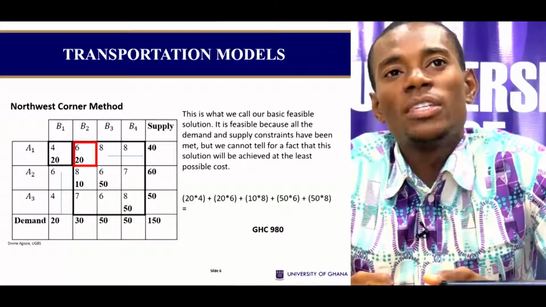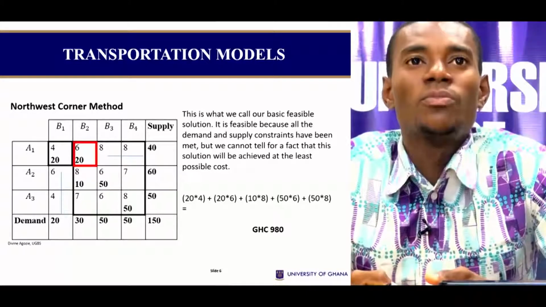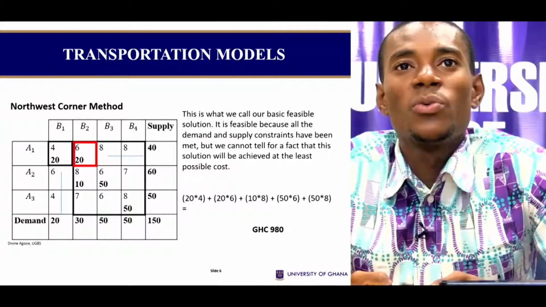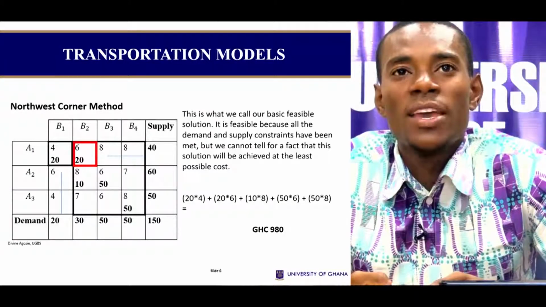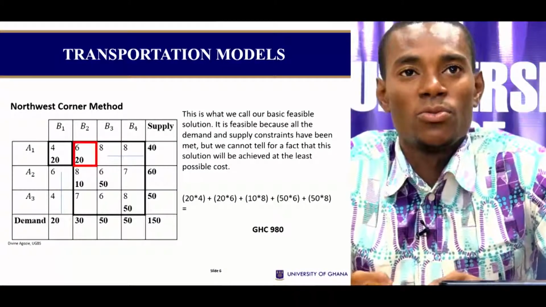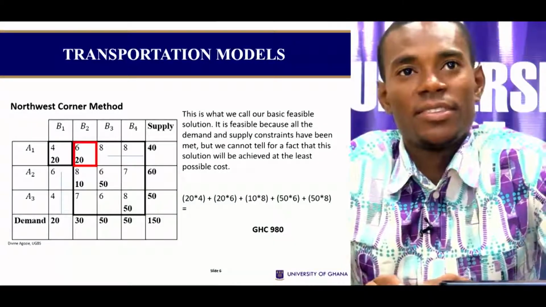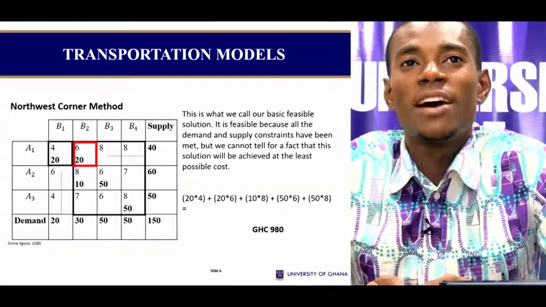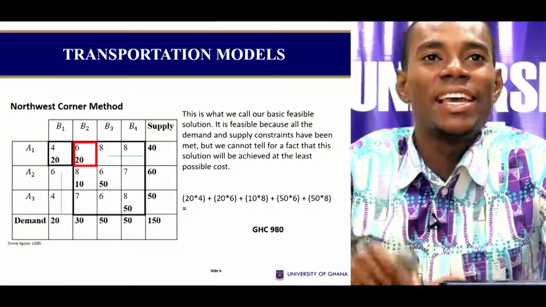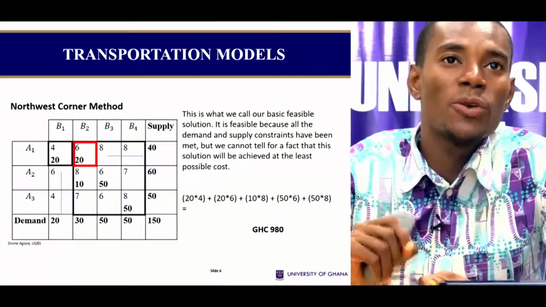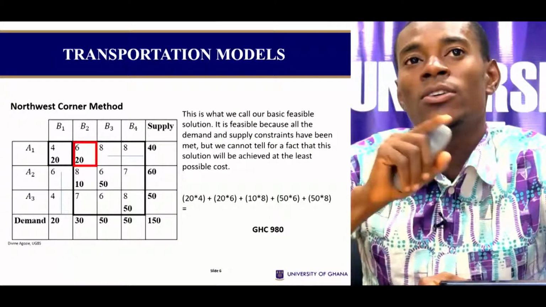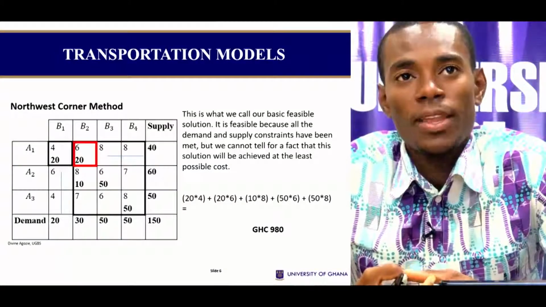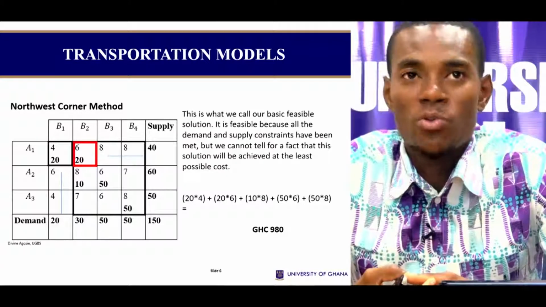Now, after crossing out the first column, what we are left with will start from B2 all the way to B4 and then down to A3, B4 and then A3, B2, which has been highlighted. So you see that the borders of where we have left has been highlighted. Now again, look for the northwest corner cell in the cells that have been left for allocation. And so I have also highlighted the northwest corner cell now in red.